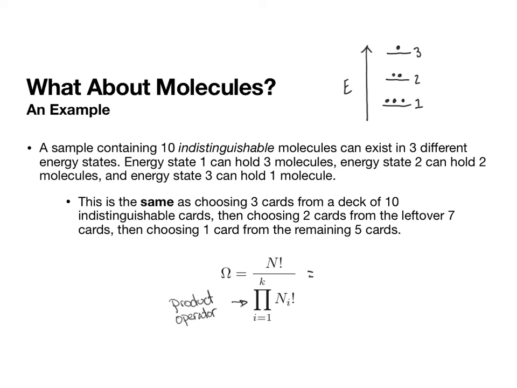So to do this out, you would do our 10 cards divided by our Ni, which is going to be our state. So state 1 takes 3. State 2 takes 2. State 3 takes 1. And this gives me 302,400 different combinations. So this should give you an idea that the numbers of omega that we're working with are really large, because this was 10 molecules. Think about how large a state actually tends to be.